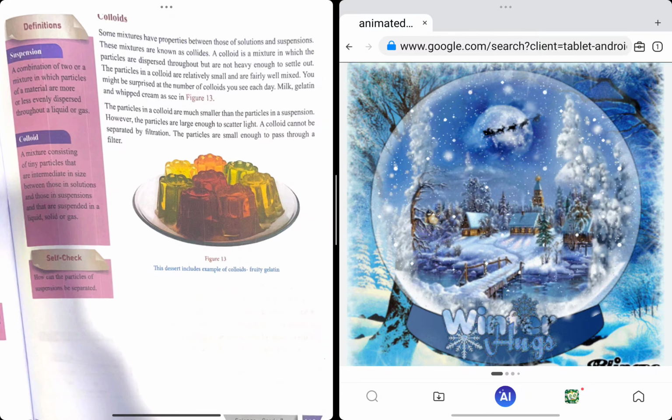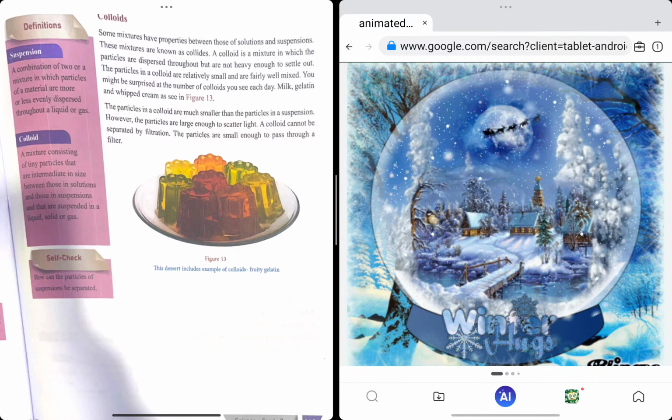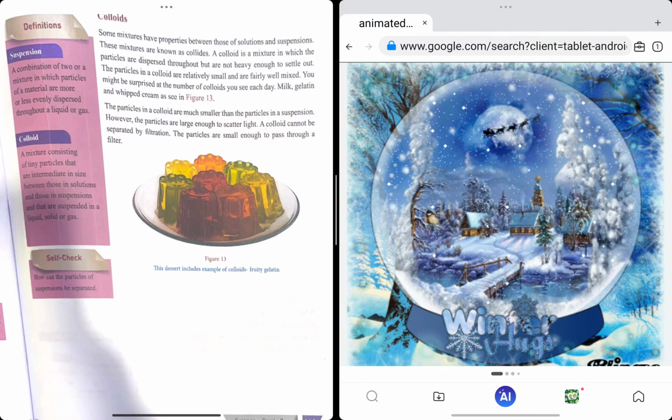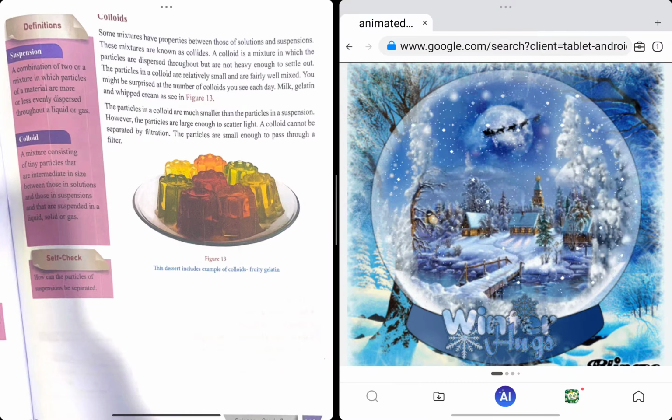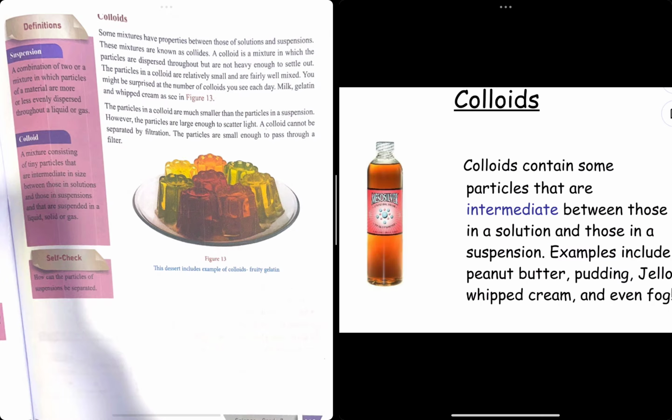From what we can see here, colloids, as I told you, are a type of mixture. They are well mixed. They don't settle. They cannot be separated by filtration. They don't settle. For example, pudding, jello, whipped cream, or even fog. This is something that we come across in our daily life.